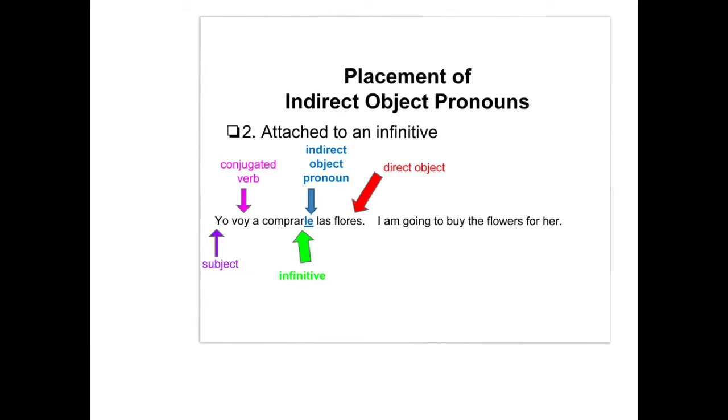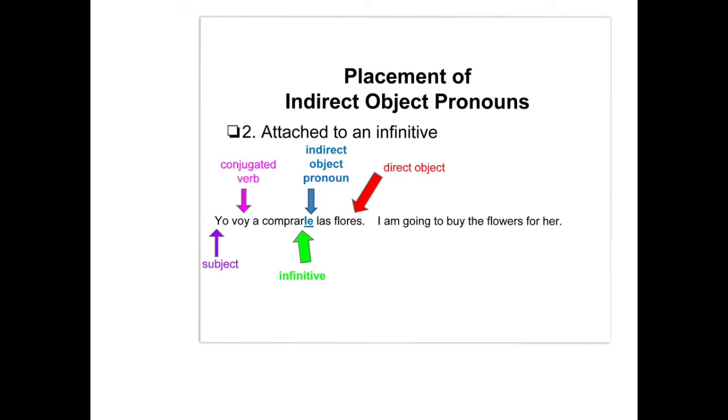Indirect object pronouns can also be attached to an infinitive verb. Infinitives are verbs that are not conjugated. They end in AR, ER, and IR. Let's take a look at the example. Yo voy a comprarle las flores. I am going to buy the flowers for her.